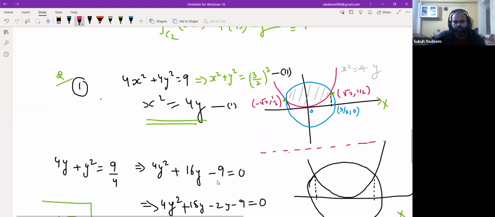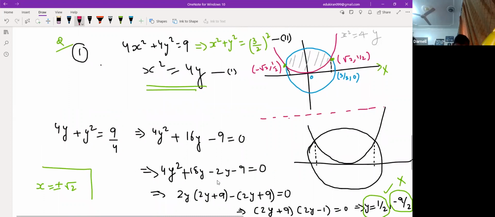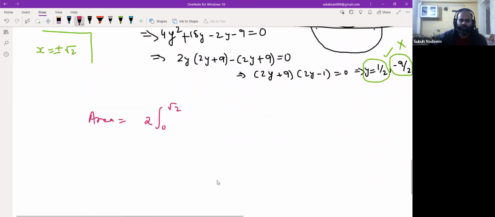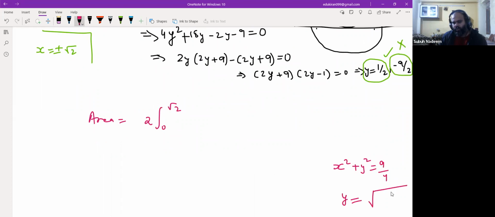Okay. Yes, sir. Now, upper curve minus below curve. The upper curve is a circle, x square plus y square is equal to 9 by 4. From here you will write y is equal to root over 9 by 4 minus x square. So the upper curve is root over 9 by 4 minus x square, minus the below curve.